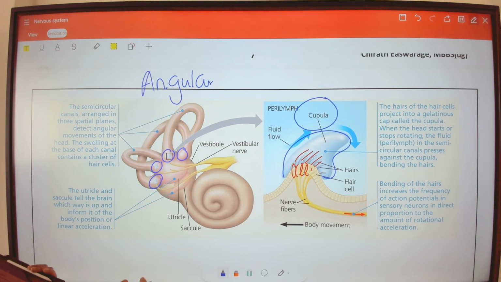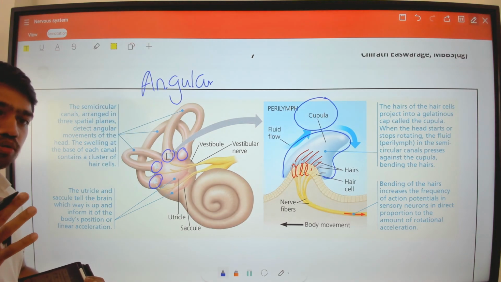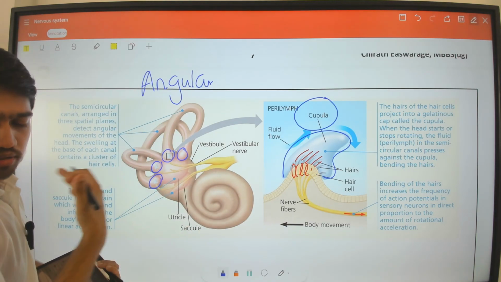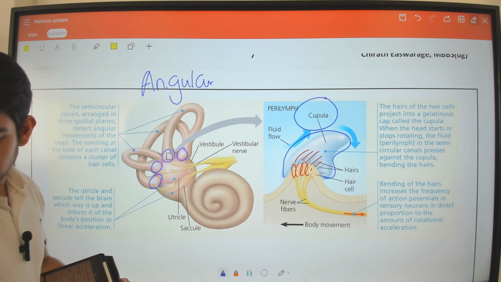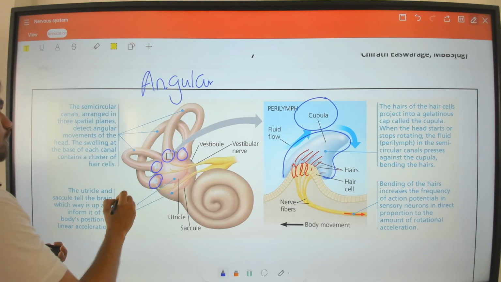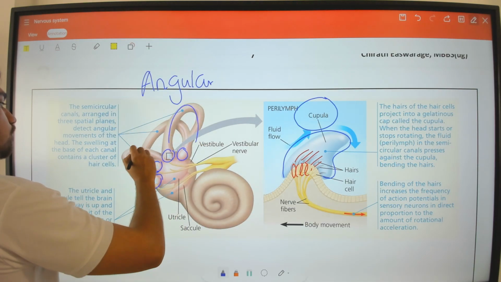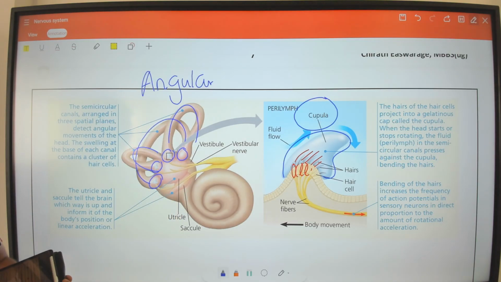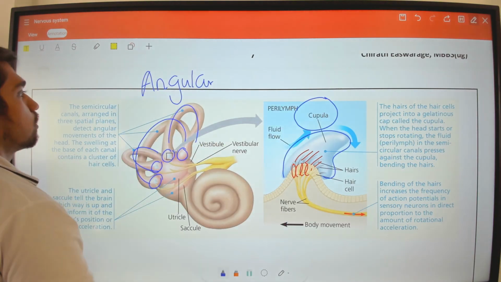Whatever plane you are rotating in, whichever side you are turning to, there is going to be a semicircular canal, because they are located in all three planes of space. So the semicircular canals are able to detect angular motion in any plane of space.